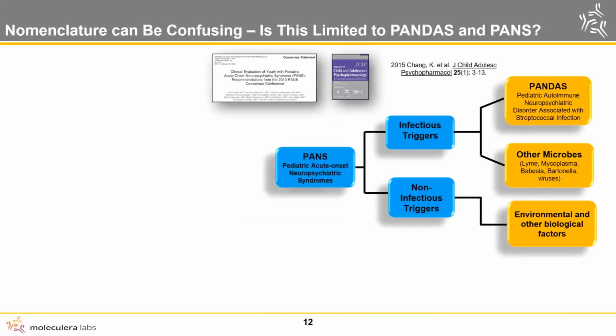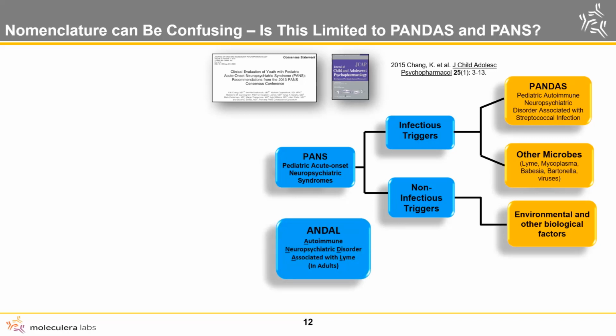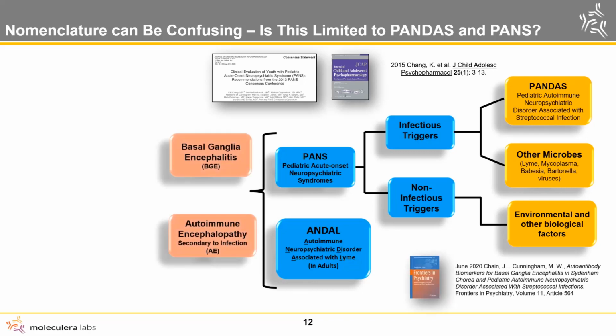And this is the reason PANS was coined. PANS represents pediatric acute onset neuropsychiatric syndrome, because it does include then not just strep, but other organisms, as well as environmental and other biological factors. Now, this still limits to children, whereas other terms have been coined, like ANDL, which has been referred to as autoimmune neuropsychiatric disorder associated with Lyme, or in some cases, it's referred to as adult neuropsychiatric disorder associated with Lyme. And then there are other terms which we prefer to use and see, irrespective of the age of the patient and the triggering organism: basal ganglia encephalitis, or autoimmune encephalopathy, or autoimmune encephalitis secondary to infection.